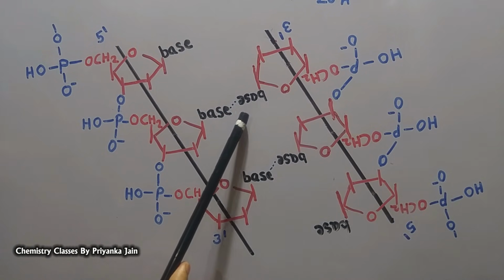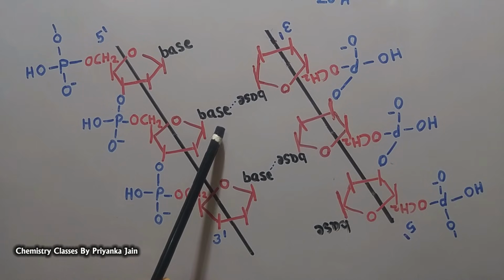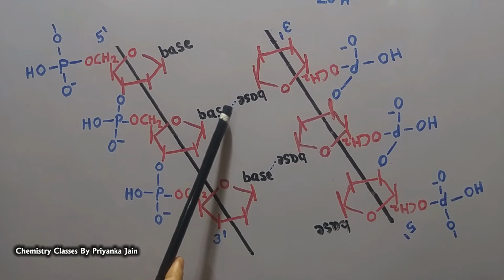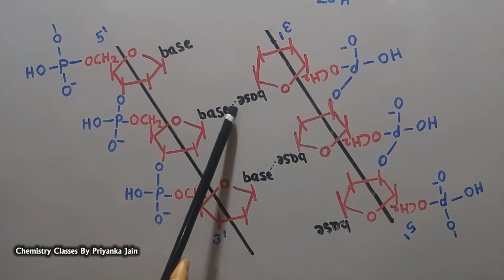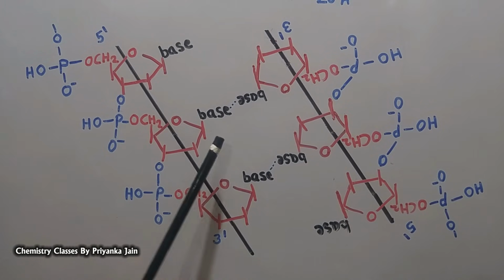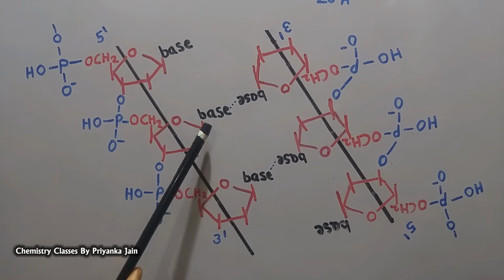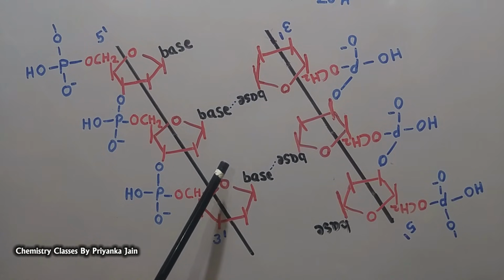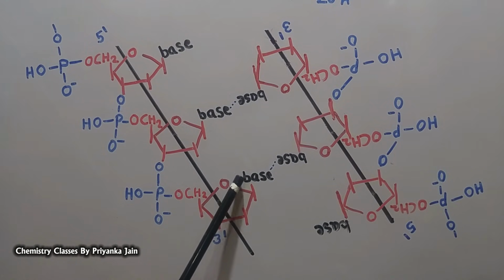Now the bases are directed inward, so they can be bonded to each other by hydrogen bonds. And this provides a ladder-like structure between these two strands. These bases have a unique code. It means their arrangement is very unique, and this provides a special code to every DNA molecule, and that is unique for each individual.